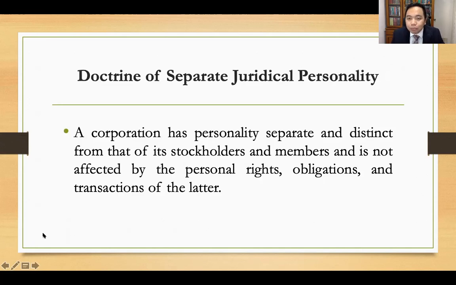Now, class, another important concept in corporation code is the doctrine of separate juridical personality. Class, the corporation has its own name. Meron siyang sariling pangalan. Meron siyang sariling pagkakakilanlan. Meron siyang sariling personality. Now, yung personality ng korporasyon, kaiba yan sa personality ng stockholders. Kaiba yan sa personality ng board of directors.